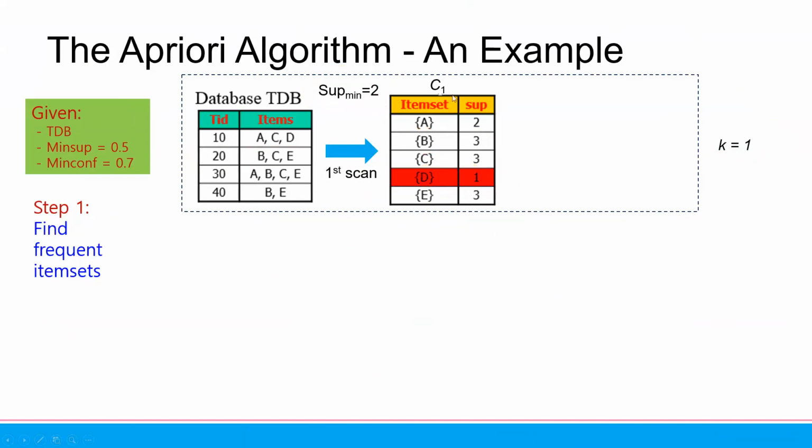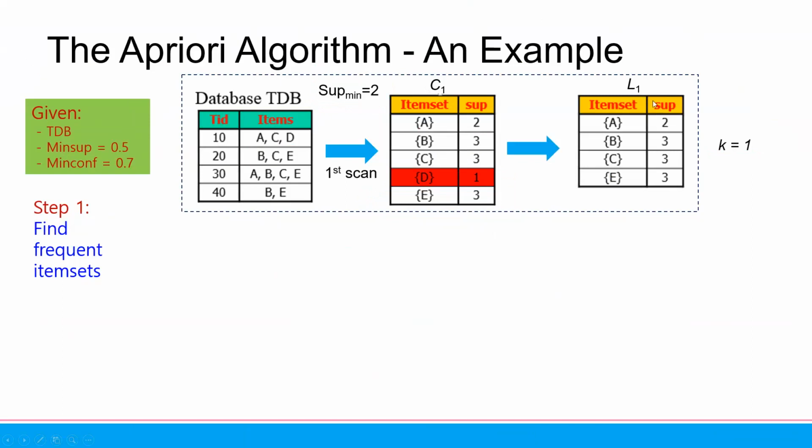So we have the first candidate set, C1, the candidate 1. After we scan this, we will have L1. L1 is the list that follows this group. So we have only A, B, C, and E that can be used for further analysis. We delete D.